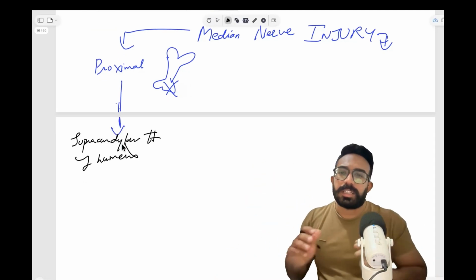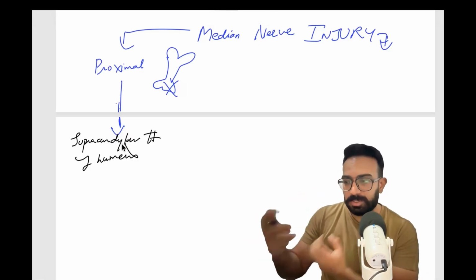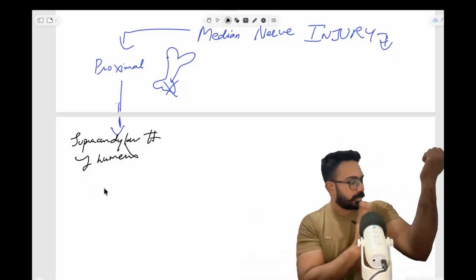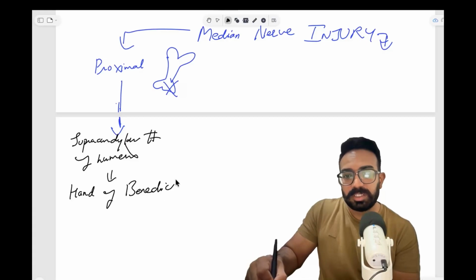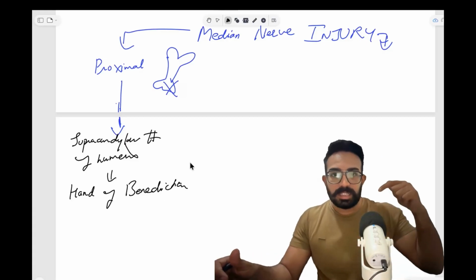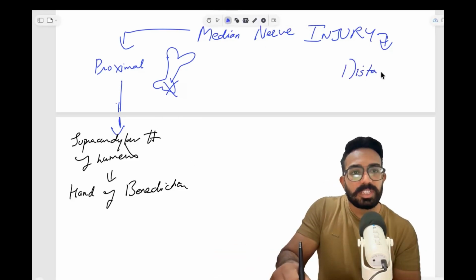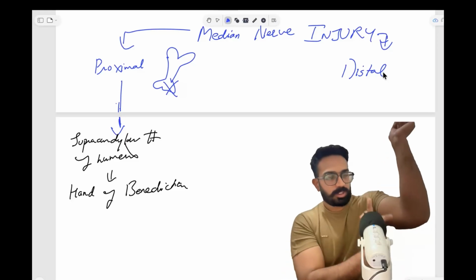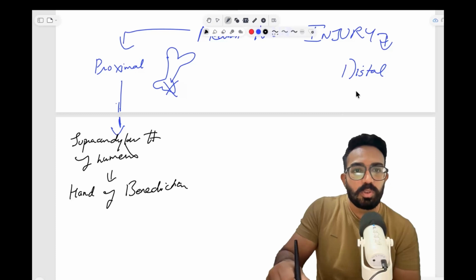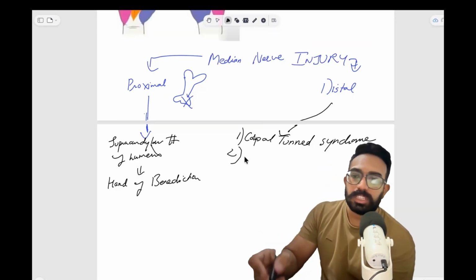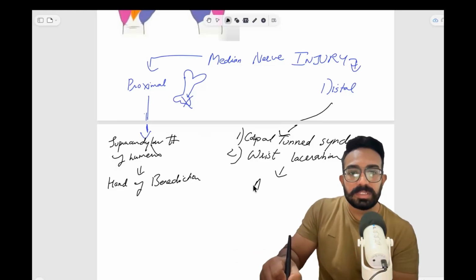And now we are entering a very high yield territory, because this gets really tested and students get confused over here. In cases of proximal median nerve injury, there is the hand of benediction, because the median nerve supplies the index and the middle fingers. Whereas if there is distal median nerve injury, proximal is over here and distal is over here, you get your carpal tunnel syndrome. And you also get median nerve injury when there is a wrist laceration, and this causes the famous ape hand.